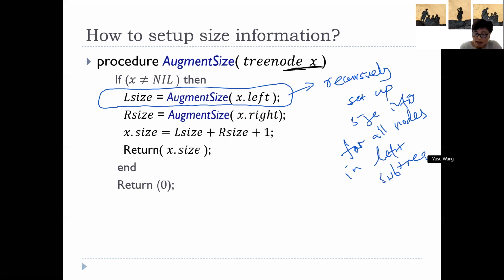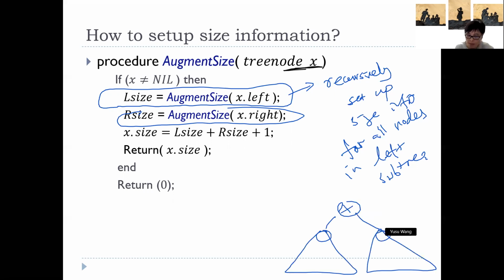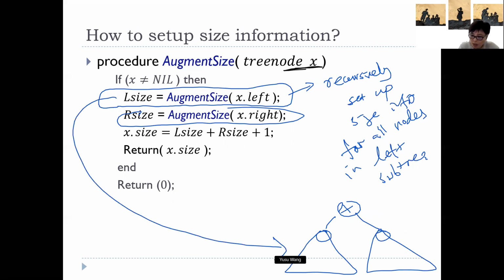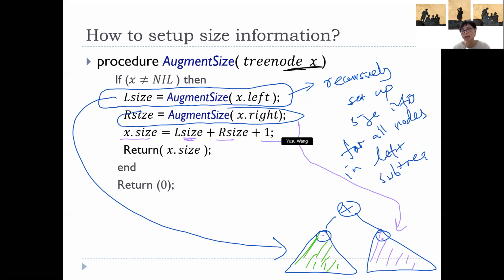Here I have the left subtree and the right subtree. I first call this one to recursively set up all the size information for everyone here. Then I call this function to recursively set up all the size information for all the nodes in the right subtree. Once I have both of these, what is my size? My size simply equals the left subtree size plus the right subtree size plus 1. That's it, and I return.